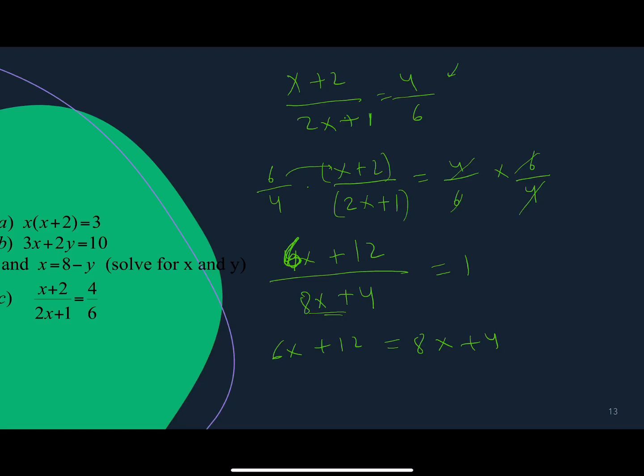Then you just simplify this further, that means 2x, because you bring the 6x on this side, and then 4 on the other side, so that means 8. And that means x will be 8 divided by 2 equals 4. That's the value of x.